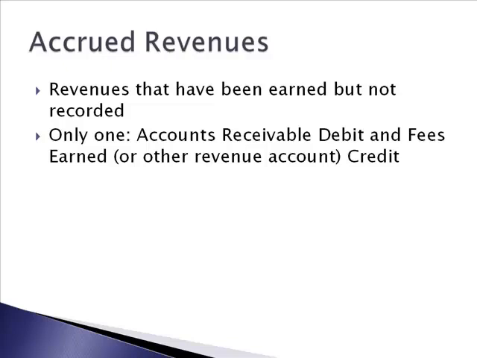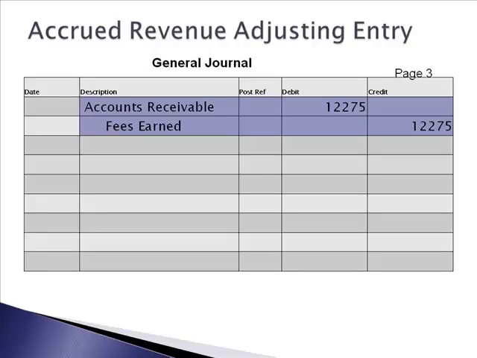Even though we won't be paid for the work until the next accounting period, we've earned it and we're going to record it. This involves typically the same journal entry over and over, and that is to debit accounts receivable and to credit fees earned, or some other revenue account. Here we see a typical journal entry that would record this transaction. In this case, $12,275 debit to accounts receivable, and our revenue account in this case is fees earned.